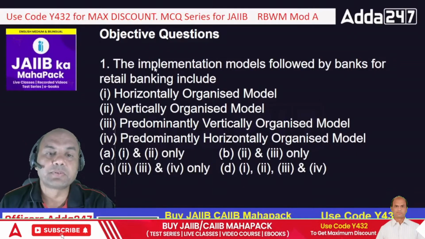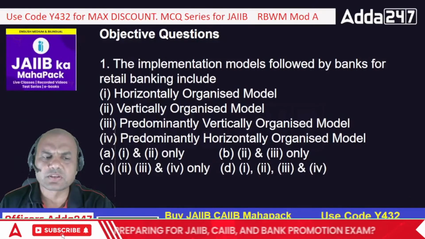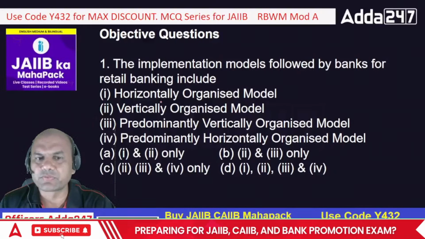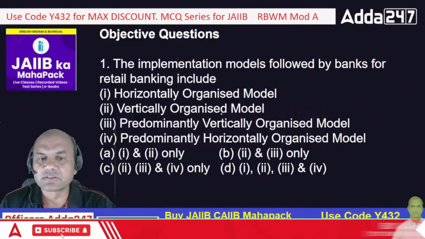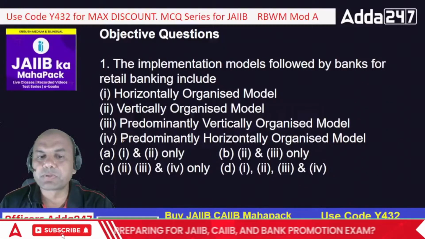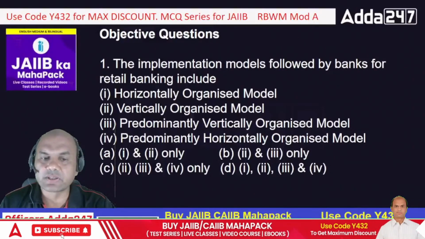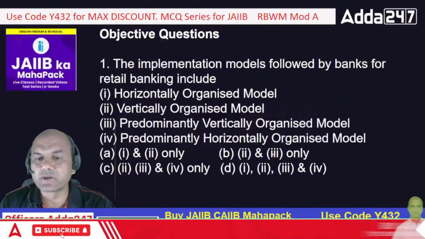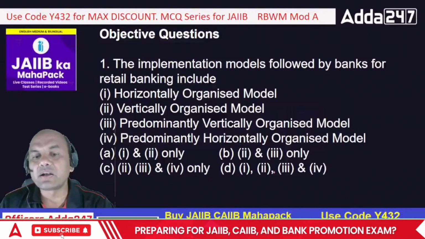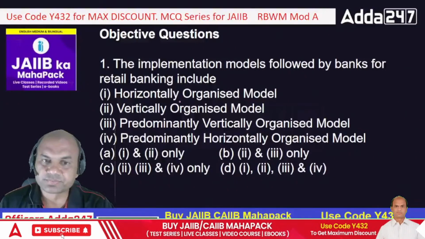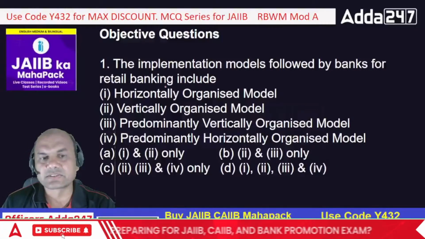Let's start. The implementation models followed by the banks for retail banking include: what are the implementation models used by the banks? 1. Horizontally organized, 2. Vertically organized, 3. Predominantly vertically organized, 4. Predominantly horizontally organized. A is 1 and 2 both, B is 2 and 3 both, C is 2, 3 and 4 both, D is 1, 2, 3 and 4. So, all of these. Which is the model used by the banks?